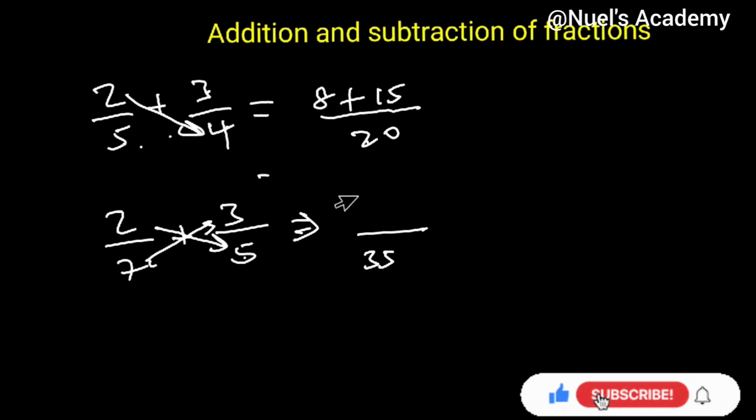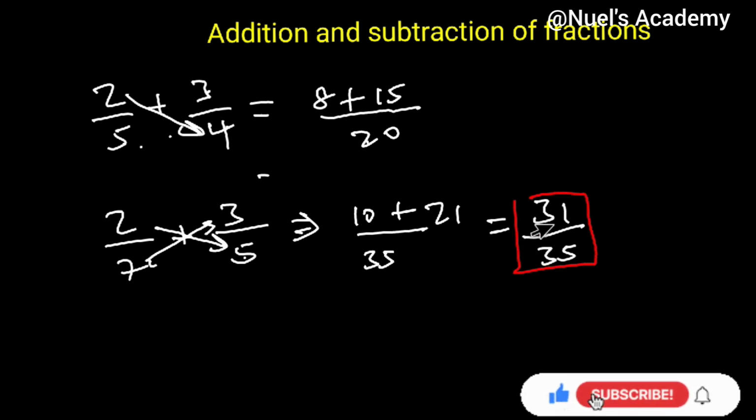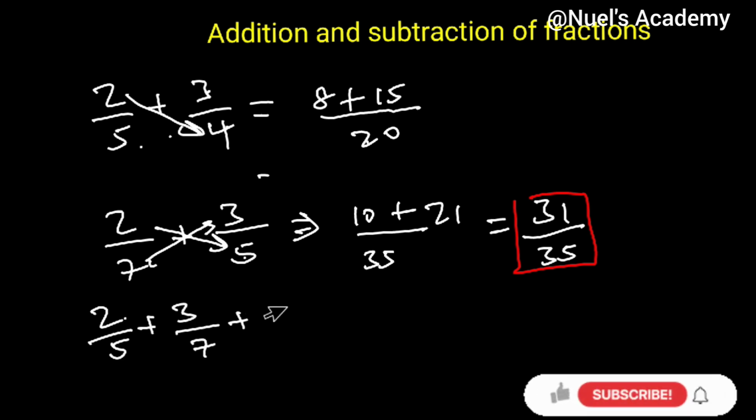So 2 times 5 is 10, then plus 3 times 7 is 21. Alright, so this is going to be 10 plus 21 is equal to 31, then over 35. And so this is going to be the answer to it. So let's try the one with multiple fractions, like 2 over 5 plus 3 over 7 plus 1 over 2. Now in this case, this method is not going to work.